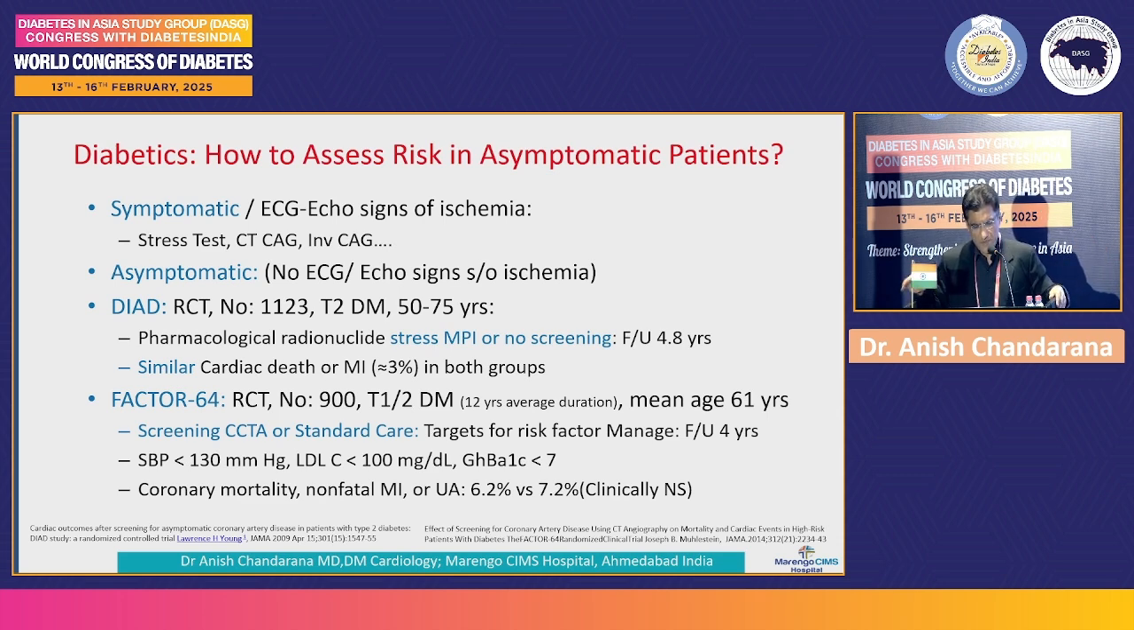Similarly, a randomized controlled trial was done with CT angio for every asymptomatic diabetic patient, and even that strategy didn't help. Whether you do CT coronary angio for every asymptomatic diabetic person or you don't do that and just keep them on proper management, the risk of MI and death doesn't differ.